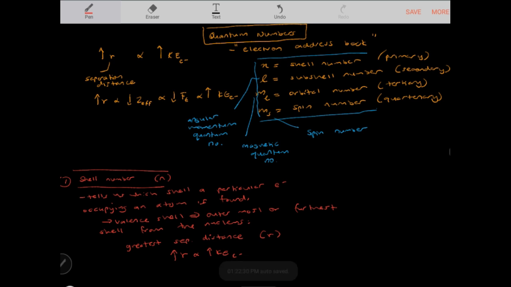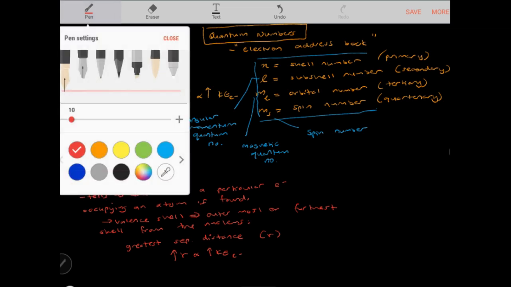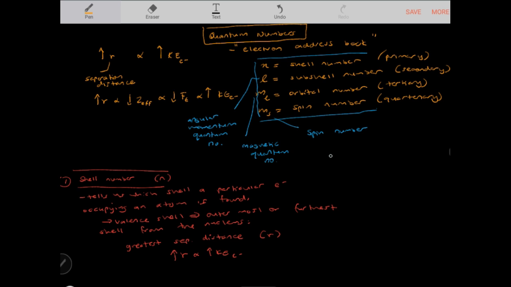Okay, so that's your shell number, and then the next quantum number that we're going to be looking at is something called your subshell number. The second quantum number is called the subshell number, also known as your angular momentum quantum number, but I'd prefer you take a look at this as your subshell number. We're going to use l for our subshell number. Now l has a series of values, and the values of l will actually tell us what type of subshell we have. So these are some values of l.